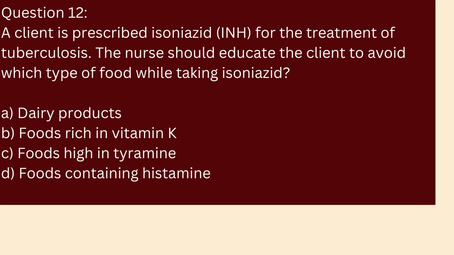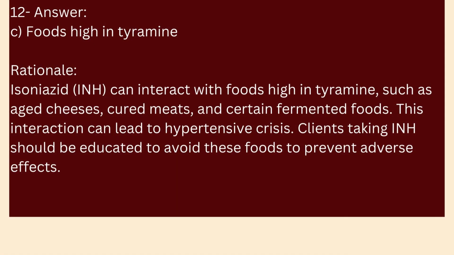Question 12. A client is prescribed isoniazid, INH, for the treatment of tuberculosis. The nurse should educate the client to avoid which type of food while taking isoniazid? A. Dairy products. B. Foods rich in vitamin K. C. Foods high in tyramine. D. Foods containing histamine. Answer: C. Foods high in tyramine.